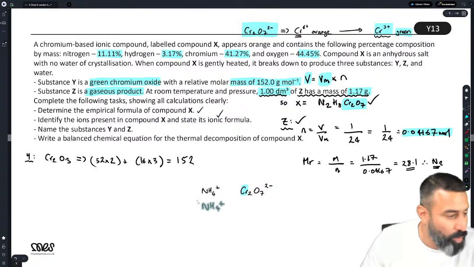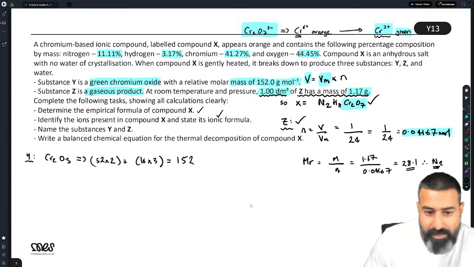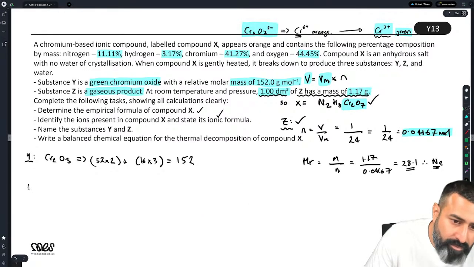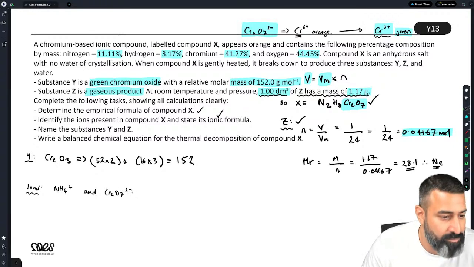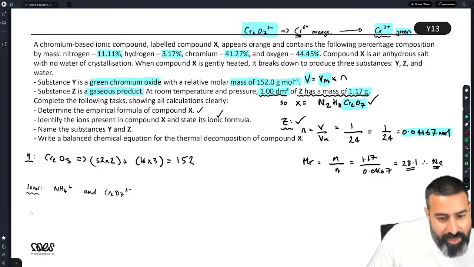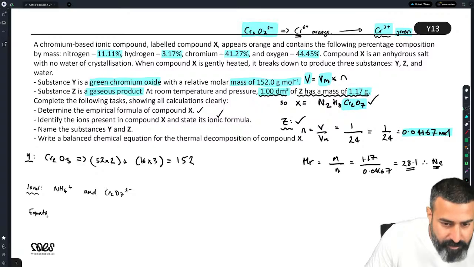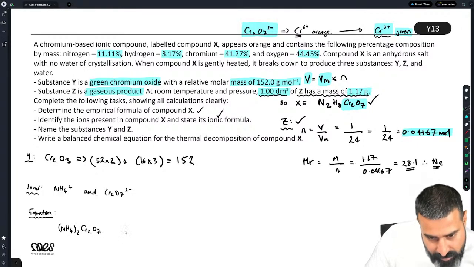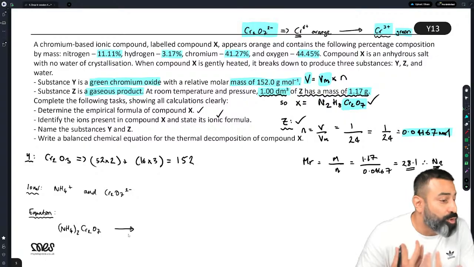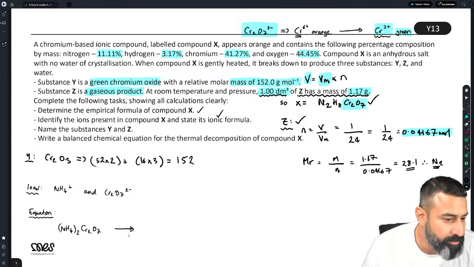So the formula is going to be what? So the ionic formula is... well, the ions in there are NH4+ and Cr2O7 2-. So those are my ions present. Does that make sense? So then I've got to write an equation for the decomposition. And the equation for the decomposition is going to be (NH4)2Cr2O7. So when I decompose that, what is the green oxide that I get? What's the formula of the green oxide?